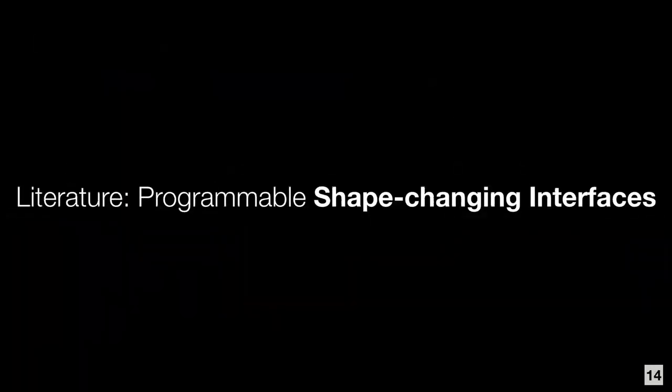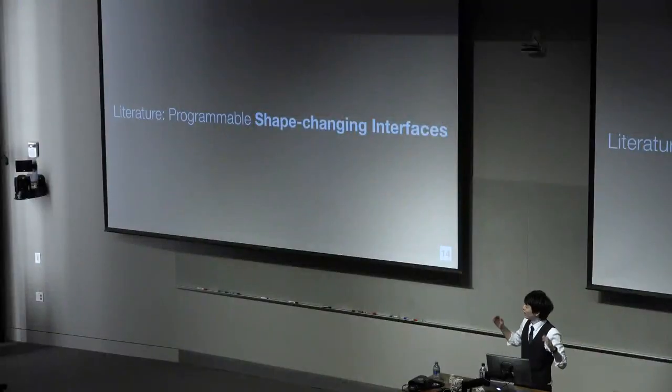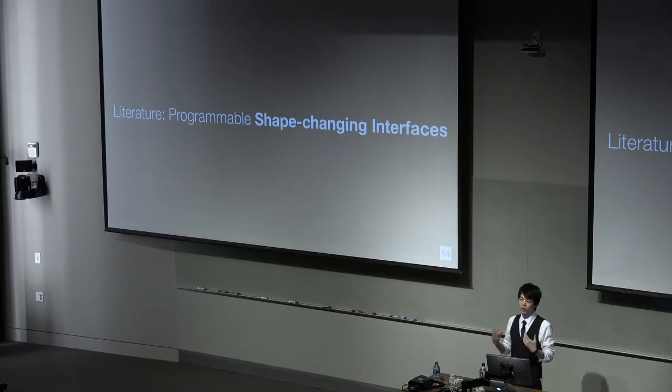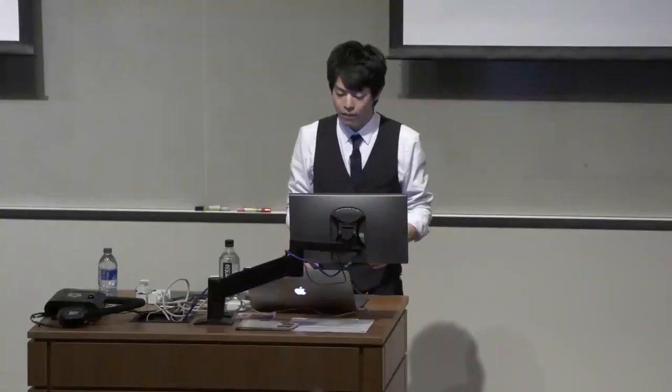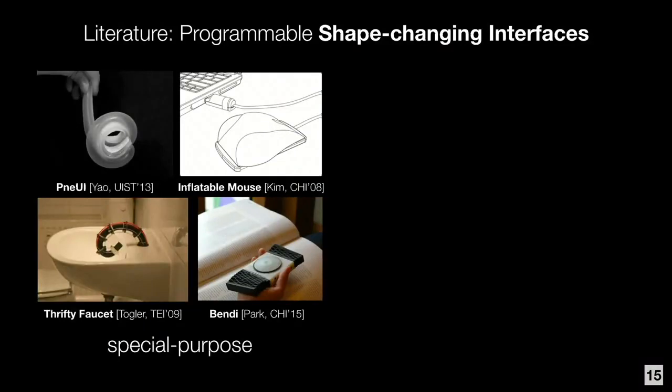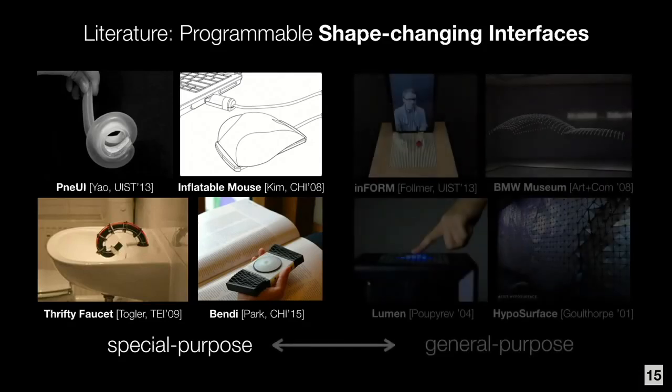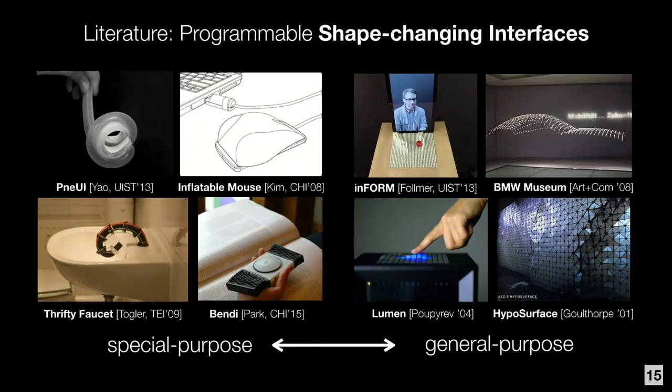So in the literature of HCI, there is an emerging research topic about programmable shape-changing interfaces. Today's user interfaces have been dominated by graphical user interfaces. But shape-changing interfaces have been working on how we can leverage the dynamic physical object as a computer interface. This kind of research started from special purpose shape-changing interfaces, but is gradually shifting to more general purpose shape-changing interfaces by leveraging so many actuated elements.